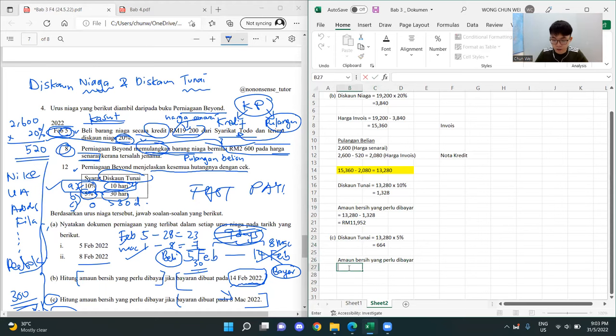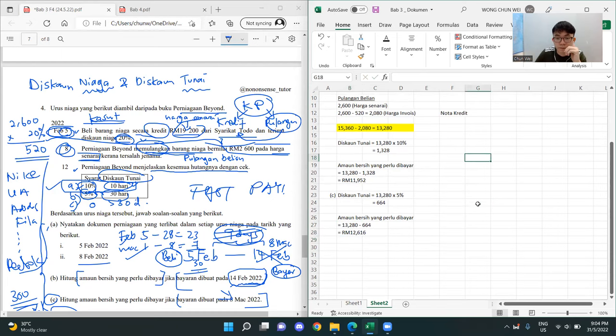So you go and minus it. All right? So you use back the 13,280 minus the discount now, which is 664. So you get 12,606. This is the amount besar yang perlu dibayar.